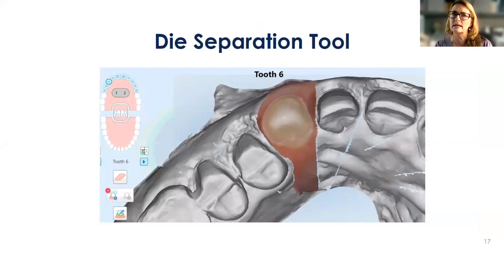Another example, the dye separation tool. And the objective is that, make sure my annotate is on, is that you can see the prep, right? 360 degrees. Yep.